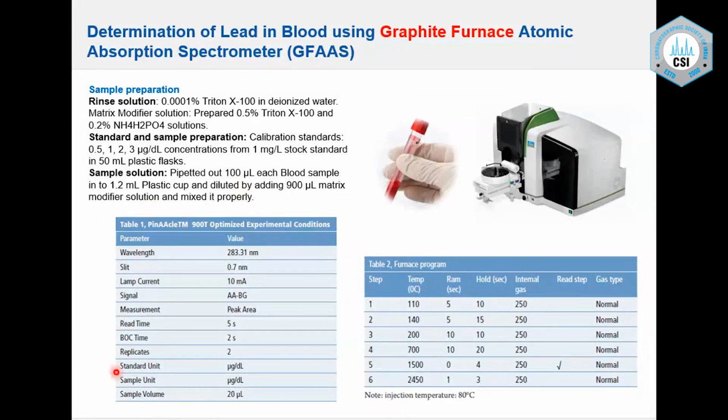So these were the instrumentation parameters used for the analysis at 283 nm wavelength. This program was optimized to get more precise values. This is the furnace program I used for analysis of this blood sample. So you have flexibility in graphite furnace, so you can optimize the temperature so that you get higher sensitivity, lower background and more accurate results.